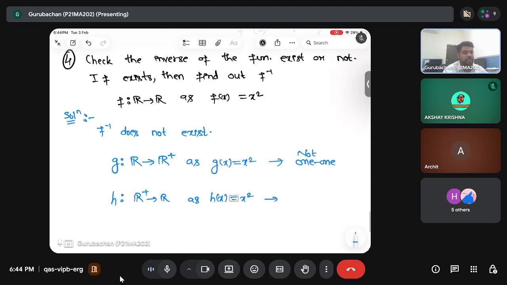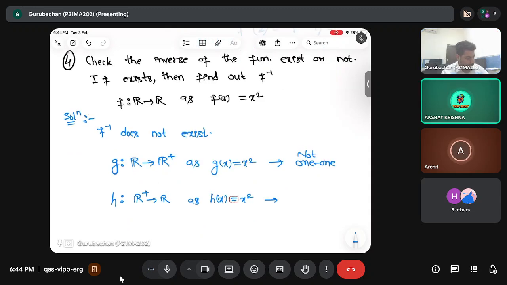What will be the problem in this? So not given by onto. Not onto.